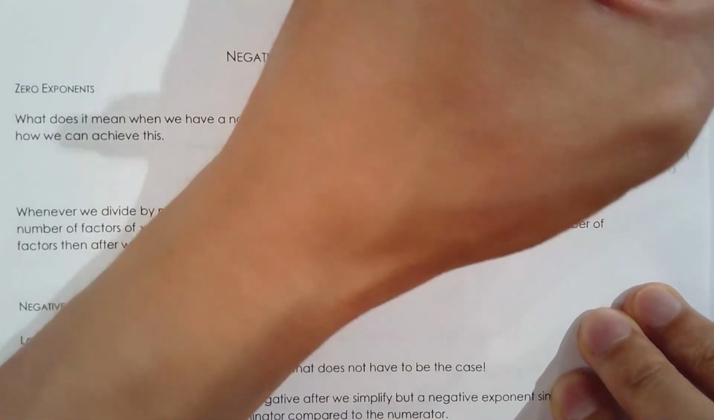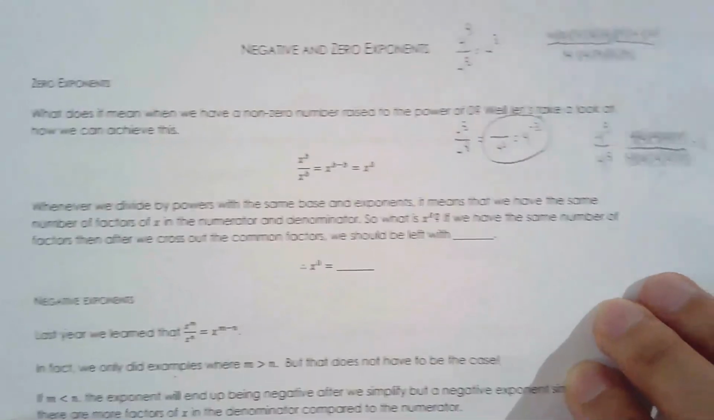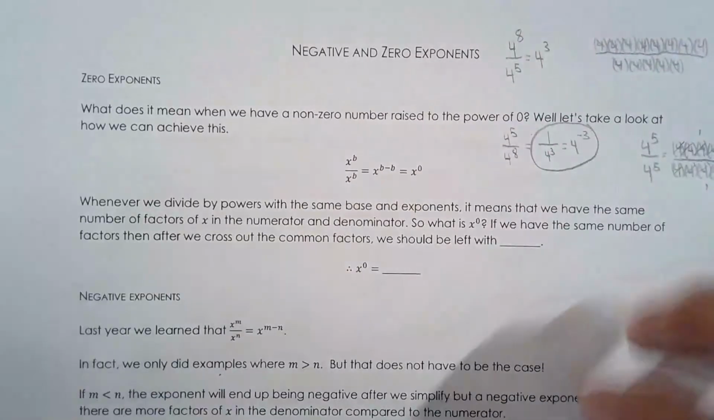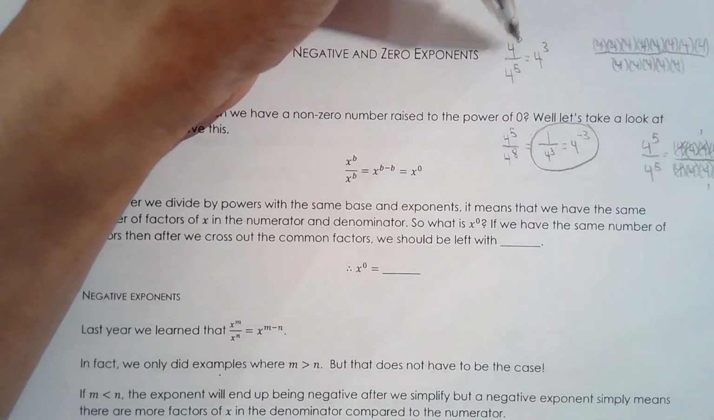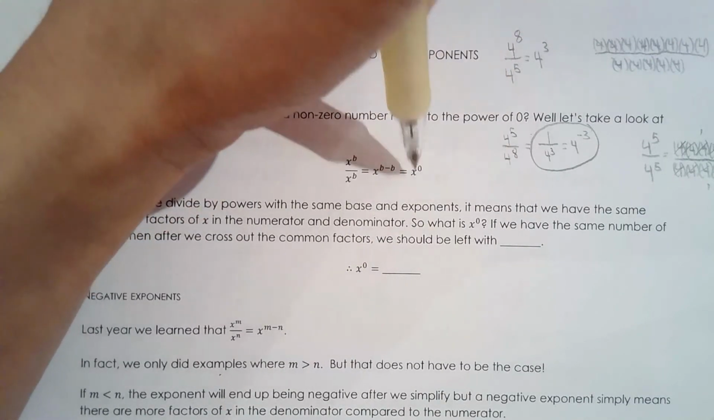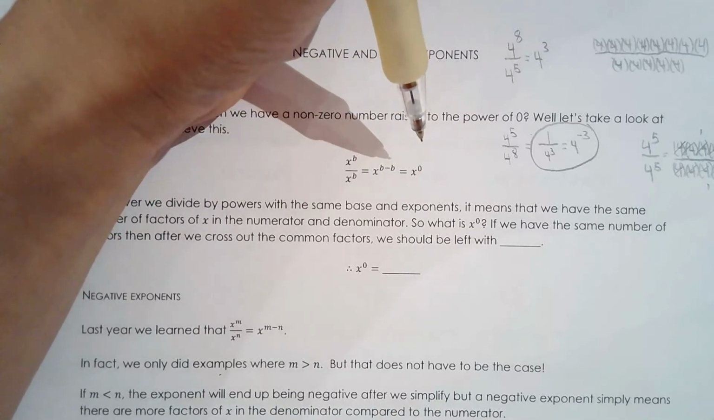Right? So they're all canceled. So really there are 3 scenarios. In grade 9, you only studied one of those scenarios. You can have an excess number of factors in the numerator. You can have an excess number of factors in the denominator. Or you can have a perfect balance of factors between the numerator and denominator. So that's what a zero exponent really means.